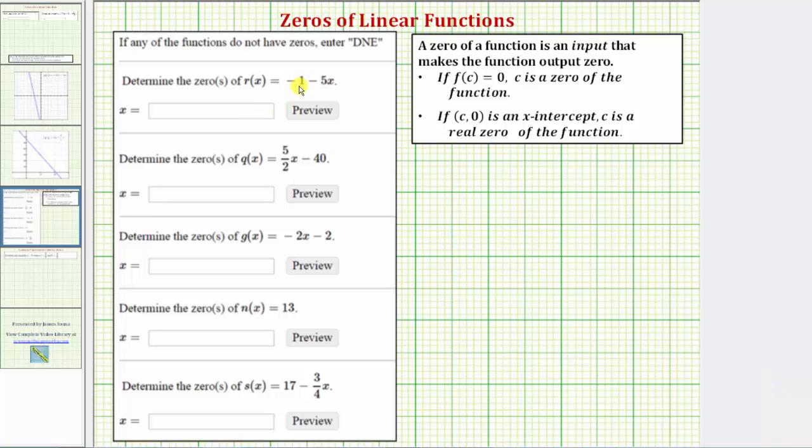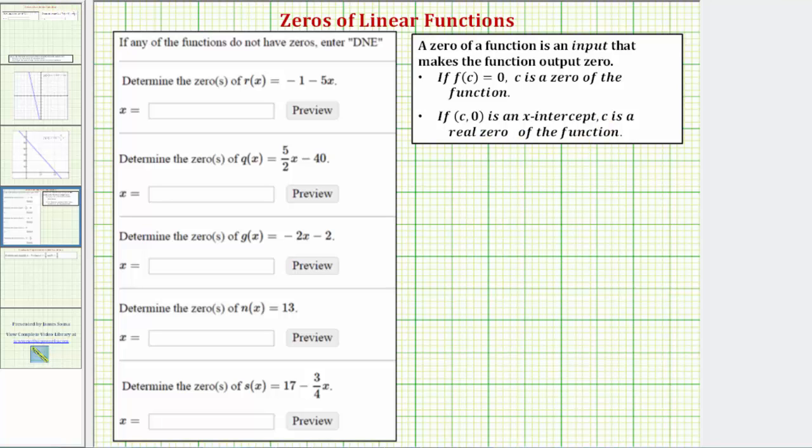We're asked to find the zeros of each function, and if any of the functions do not have zeros, we enter DNE. A zero of a function is an input that makes the function output 0. So for example, if f of c equals 0, then c is a zero of the function. If we look at the graph of a function, and the point c comma 0 is an x-intercept or horizontal intercept, then c is a real zero of the function.